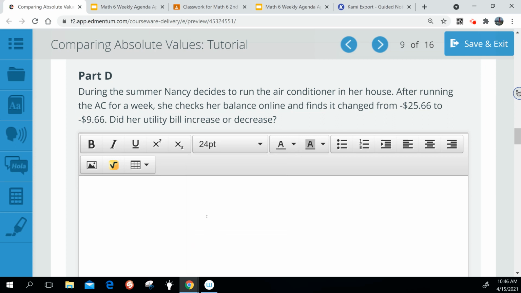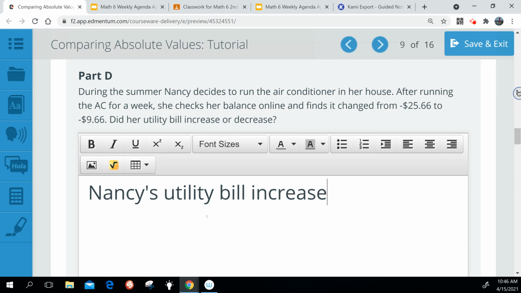All right, so Nancy's utility bill increased. And I'm going to say negative 25.66 is less than negative 9.66.